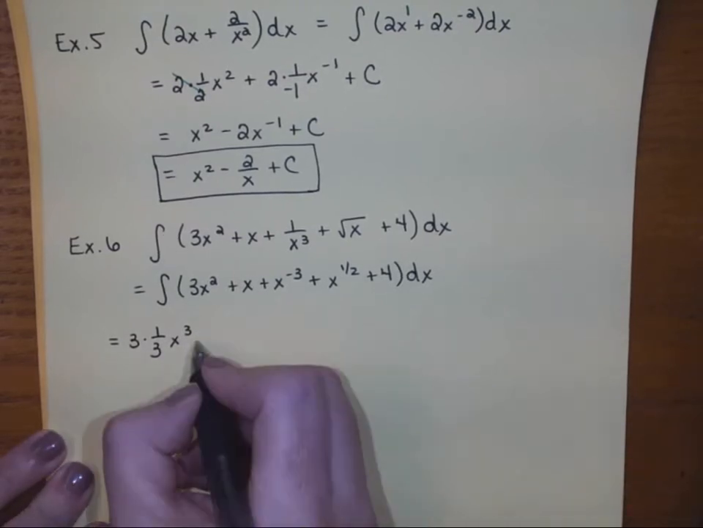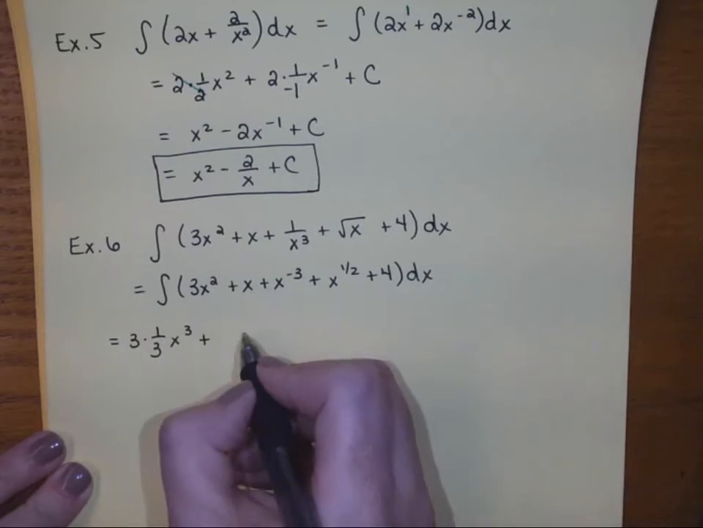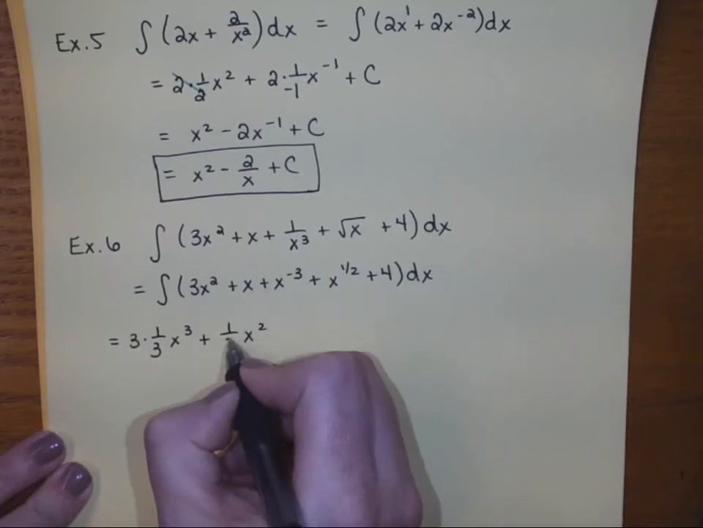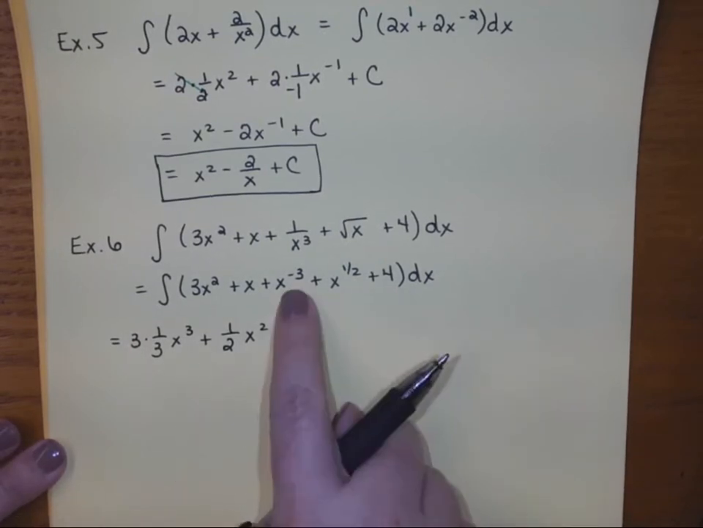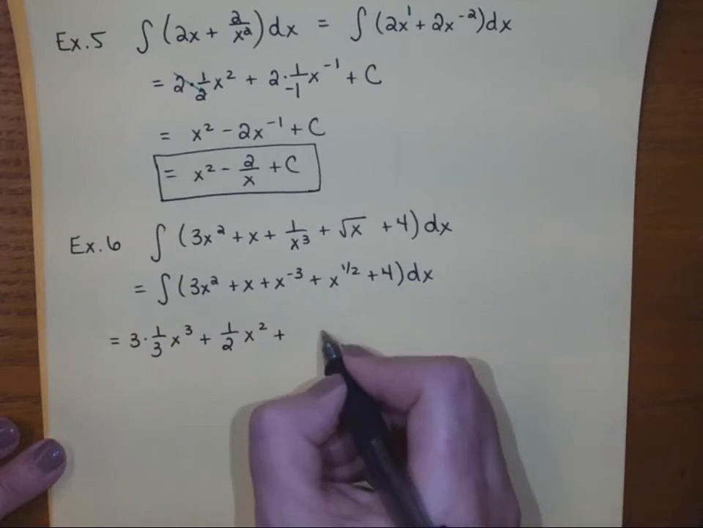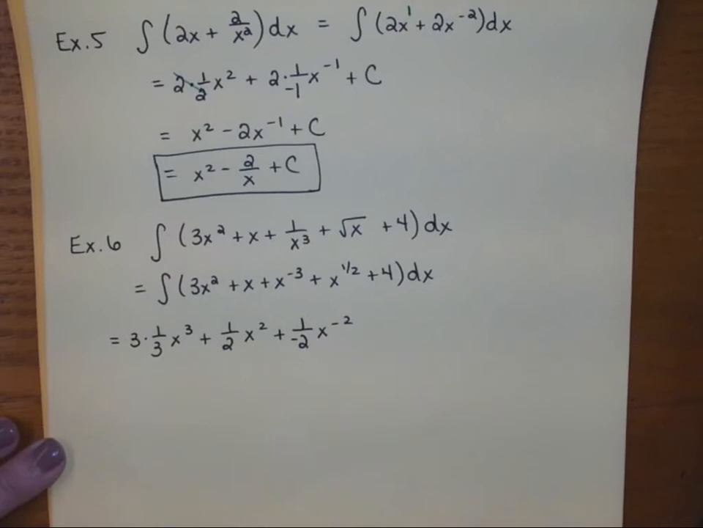What about on the next one? Notice the understood power there is 1, right? So if I bump the power up by 1 and multiply by 1 over the new power, I get that. Now I'm on to this term. So add 1 to -3 and you get -2, right? So the new power is going to be -2, 1 over the new power.